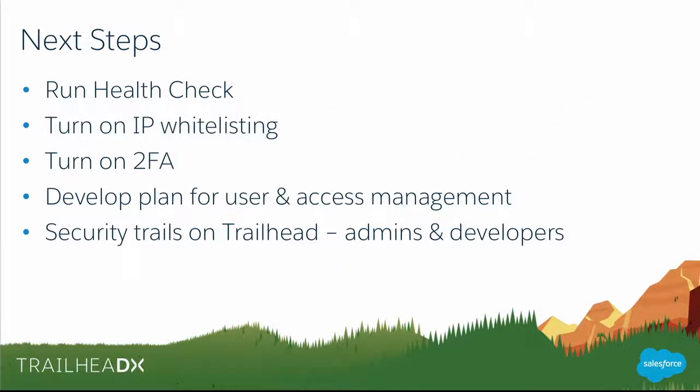And so, next steps: run the health check. Easiest first, run the health check, very simple. It will give you recommendations. Turn on IP whitelisting. That may involve working with IT to figure out your IP ranges. Turn on 2FA. That will slightly affect the login process, but 2FA will probably mitigate a large number of the breaches that happen in today's world. So that's one of the most important security controls to turn on.